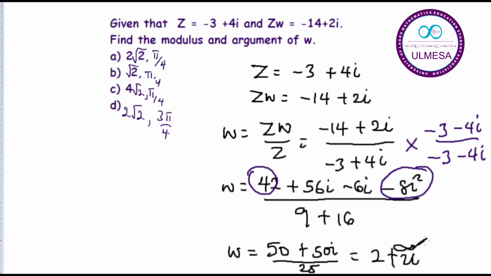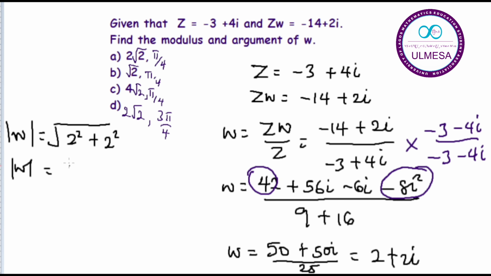So we've been able to get our W. So that we now want to find the modulus of W. So what's the modulus of W? The modulus of W is the square root of the real part, which is 2 squared, plus the imaginary part, 2 squared. So the modulus here will now be the square root of 4 plus 4. And that is the square root of 8. And that is 2 root 2.